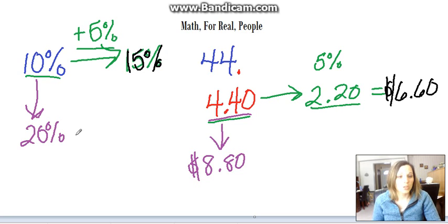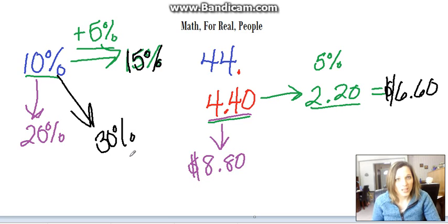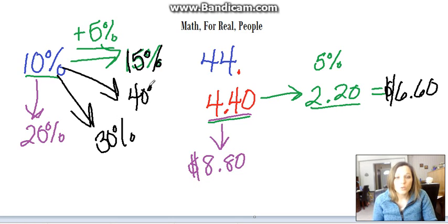If you wanted to do this to 30%, how do you get from 10% to 30%? You double it. Just kidding. You triple it, right? You triple it. You can quadruple it. You can figure anything out if you know the 10%. Okay? So don't use those things.